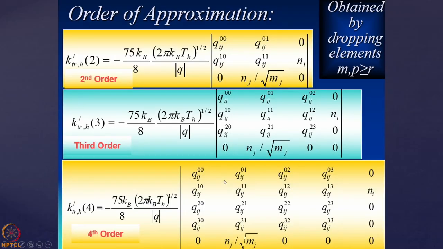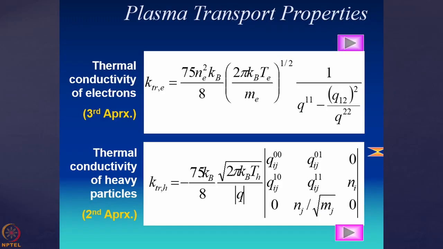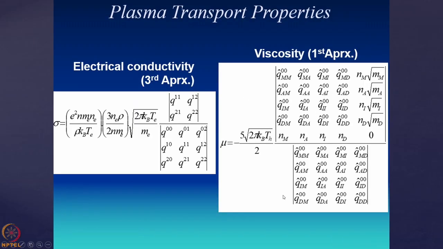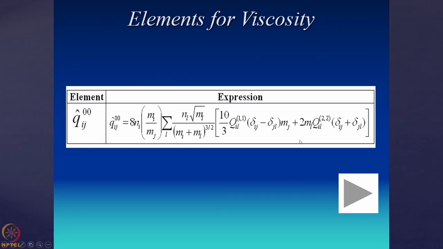So just now whatever you have seen, this we are using for electrons, and this one we are using for heavy species, second order approximation. Now coming to the electrical conductivity, we are using third order approximation, and the viscosity first order approximation, but that expression is pretty complex, okay.